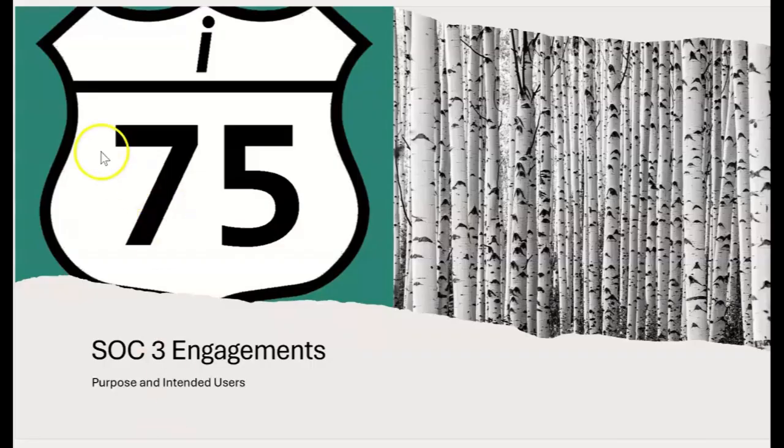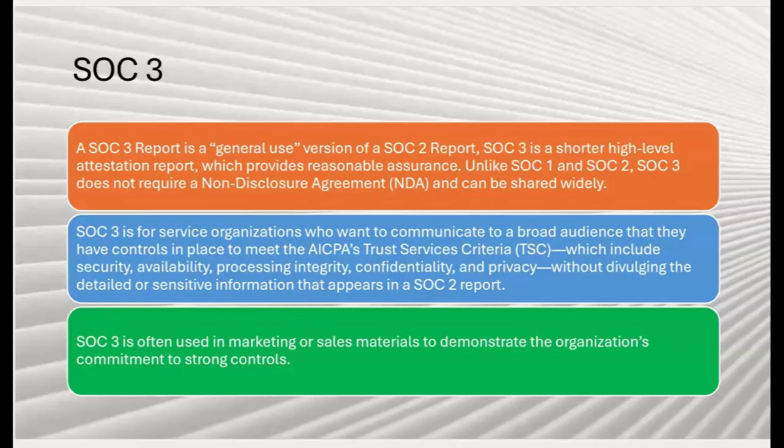All right, what do we have to know about SOC 3 engagements? A SOC 3 is a general use version of a SOC 2. SOC 3 is a shorter, high-level attestation report, and a SOC 3 provides reasonable assurance, just like a SOC 1 and a SOC 2, but unlike a SOC 1 and SOC 2, SOC 3 does not require a non-disclosure agreement, so a SOC 3 can be shared widely.